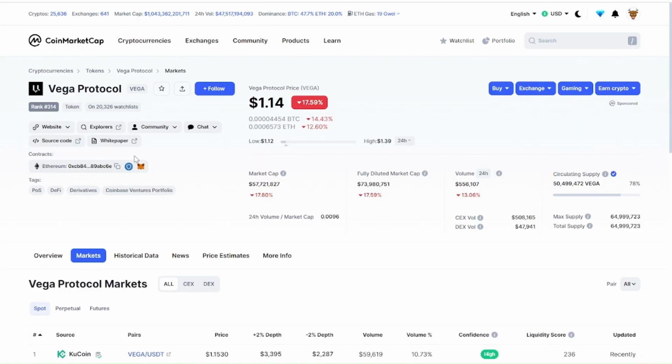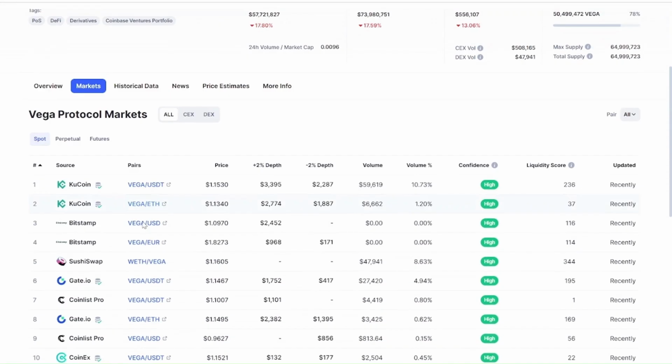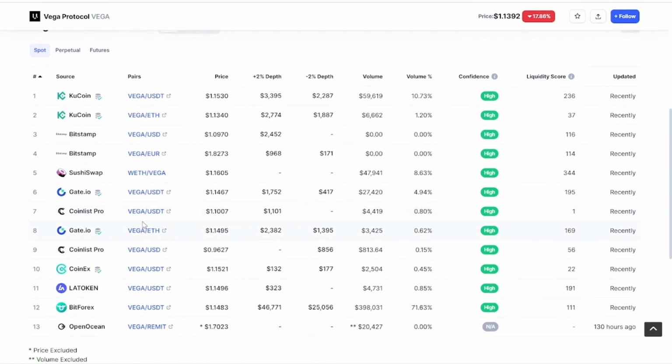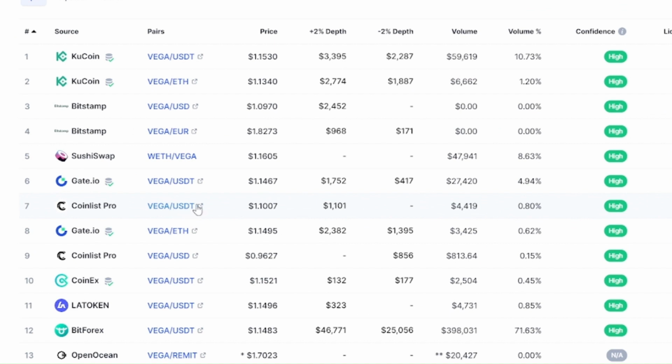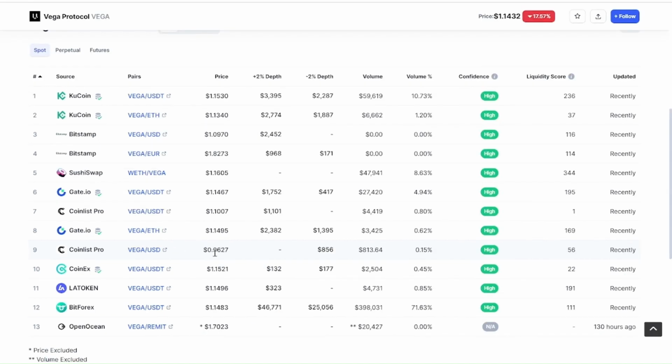So right here, this is the market where this token is being traded on. This is the exchange, and I want you to focus on this Vega USDT pair. It's selling at $1.10007. On the other hand, with this Vega USD pair, it's selling at under $1. This is where things get interesting.